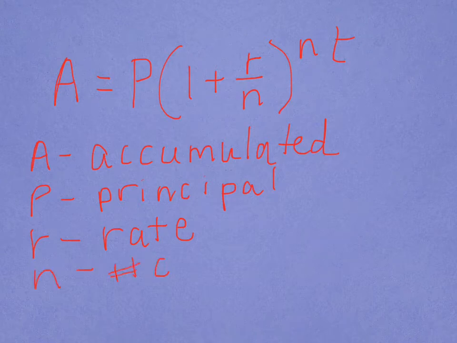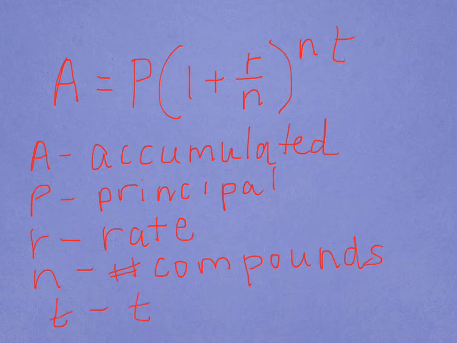N is the number of times it's compounded. So how many times do you give it interest? And T is time. Usually that figure is in years, but with bacterial growth or exponential decay, that can be simply days or hours, depending upon what the substance is that we're starting with.